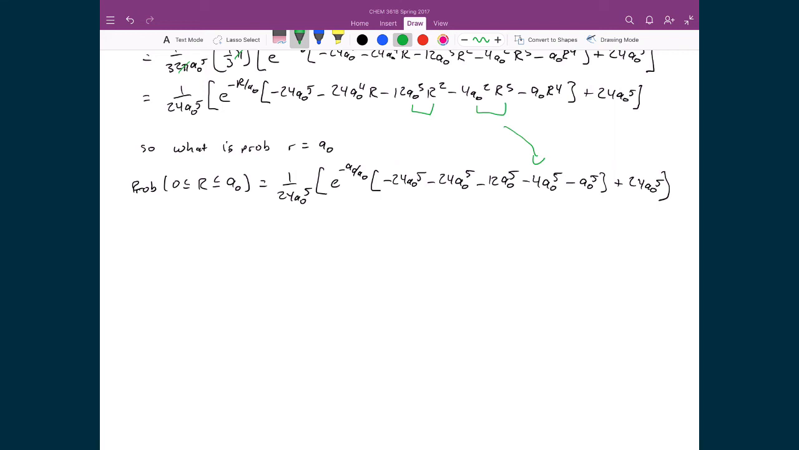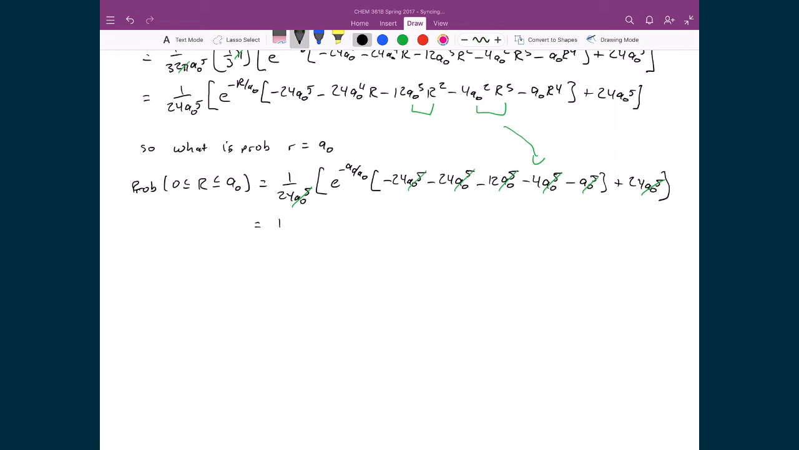So now, because I have an a naught raised to the power of 5 term in all of these terms, and I have this 1 over a naught raised to the power of 5, when I distribute it through, it basically cancels out all of those a naught raised to the power of 5s.